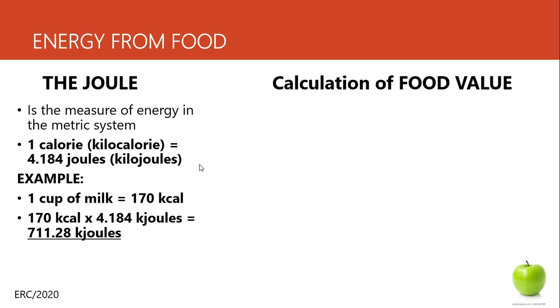Okay, so calculation of food value. The energy value of 1 tablespoon of sugar, 15 grams, is approximately 60 calories. So 15 times 4. That's how we are going to arrive at the food value of sugar. Most foods, however, are complex and contain protein, fats, and carbohydrates.